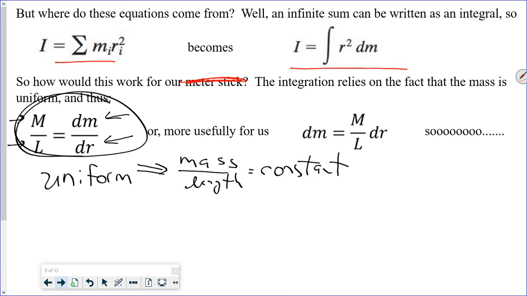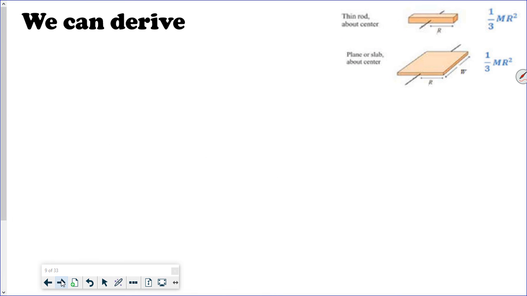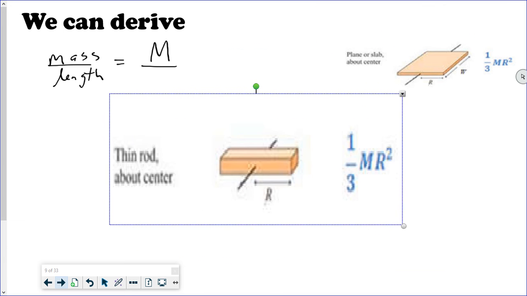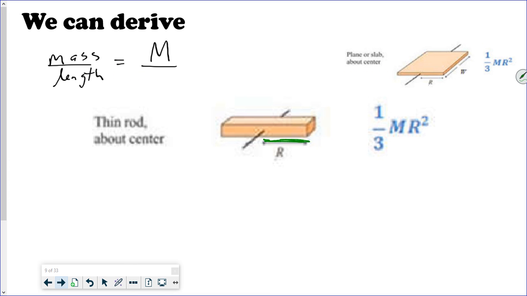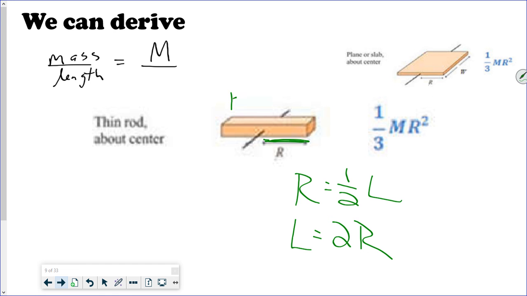Okay, so let's see if we can apply that to solve a problem. All right, so we're going to derive the rotational inertia of a thin rod about its center or a plane or slab about its center. Okay. So let's start with that fact. So first of all, again, mass per unit length is constant. So if M is the mass of my rod, capital M, the length of my rod, notice how r is defined here. I hope you guys can see this. I'm just going to zoom in on this. Oops. All right, so unfortunately, that made it really blurry. Stupid smartboard. But anyway, what I wanted to point out is r is just half of the length, right? Which means that L is 2r, where L is the length of the whole thing.